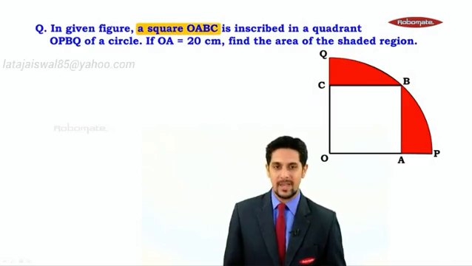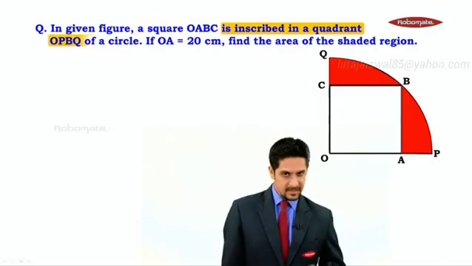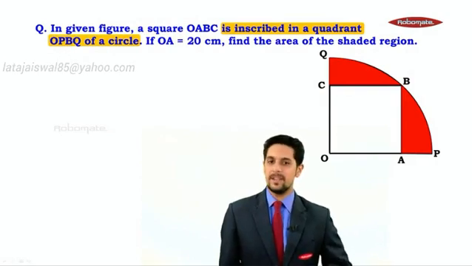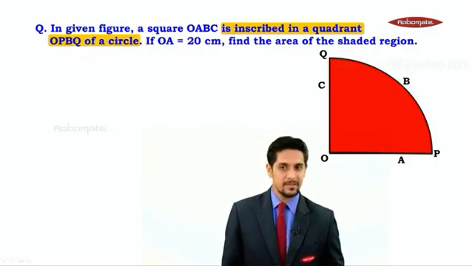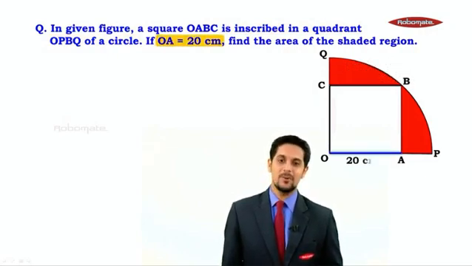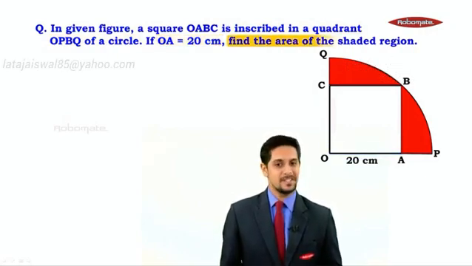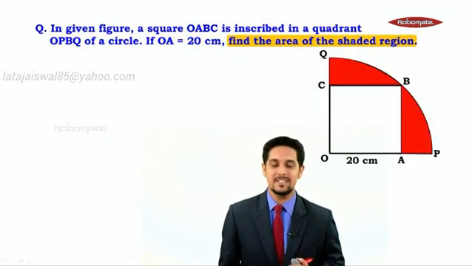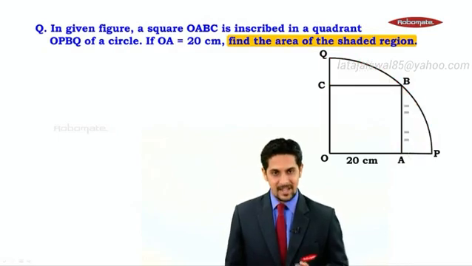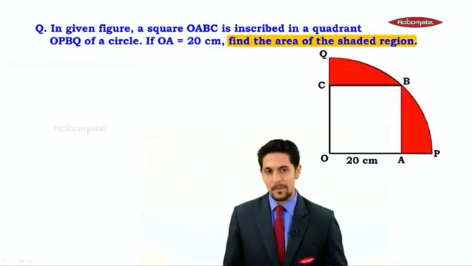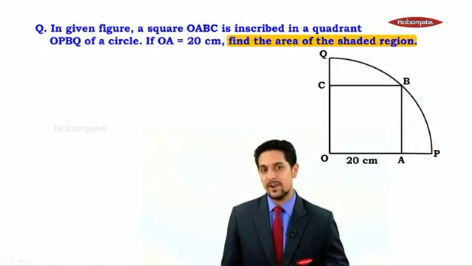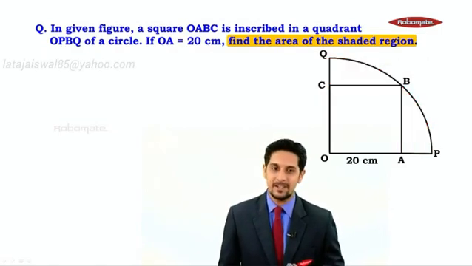They talk about a square, that is OABC. This square is inscribed in a quadrant OPBQ, as you can observe in the figure. Now further, the value of OA is equal to 20 centimeters. We are supposed to find the area of this shaded region. If you clearly observe, this shaded region can be found by subtracting the area of a square from the area of the sector, which is nothing but a quadrant.